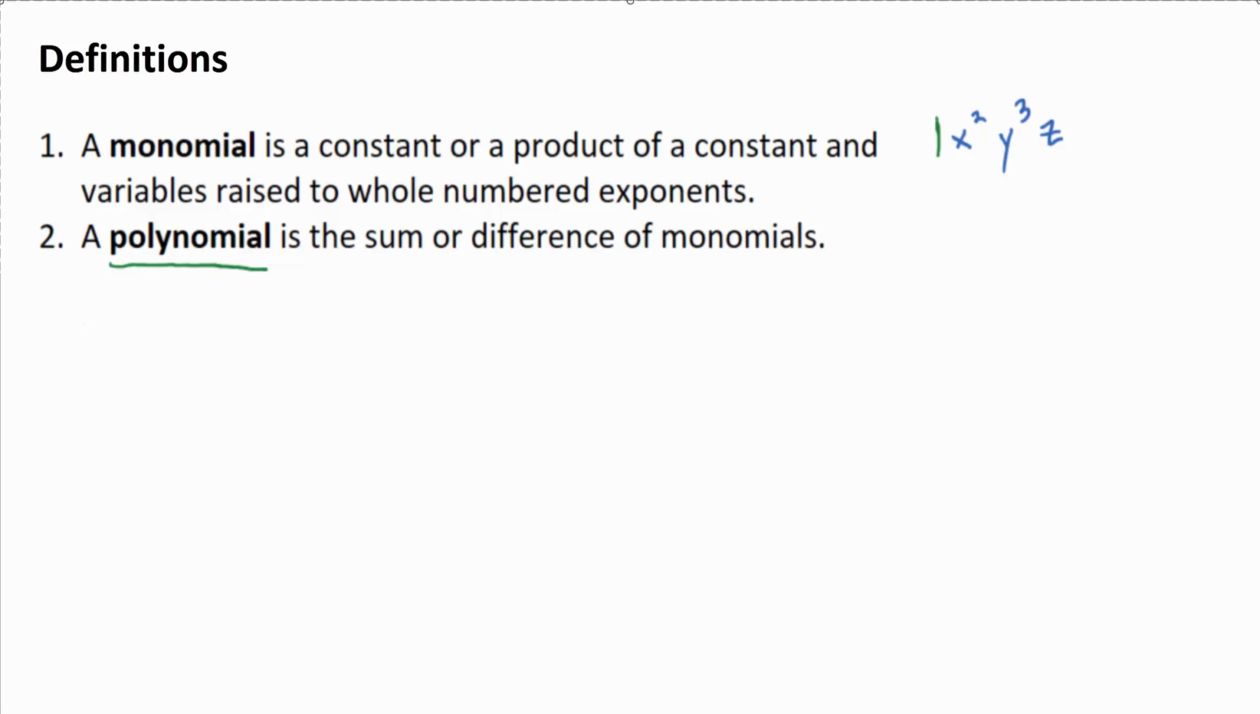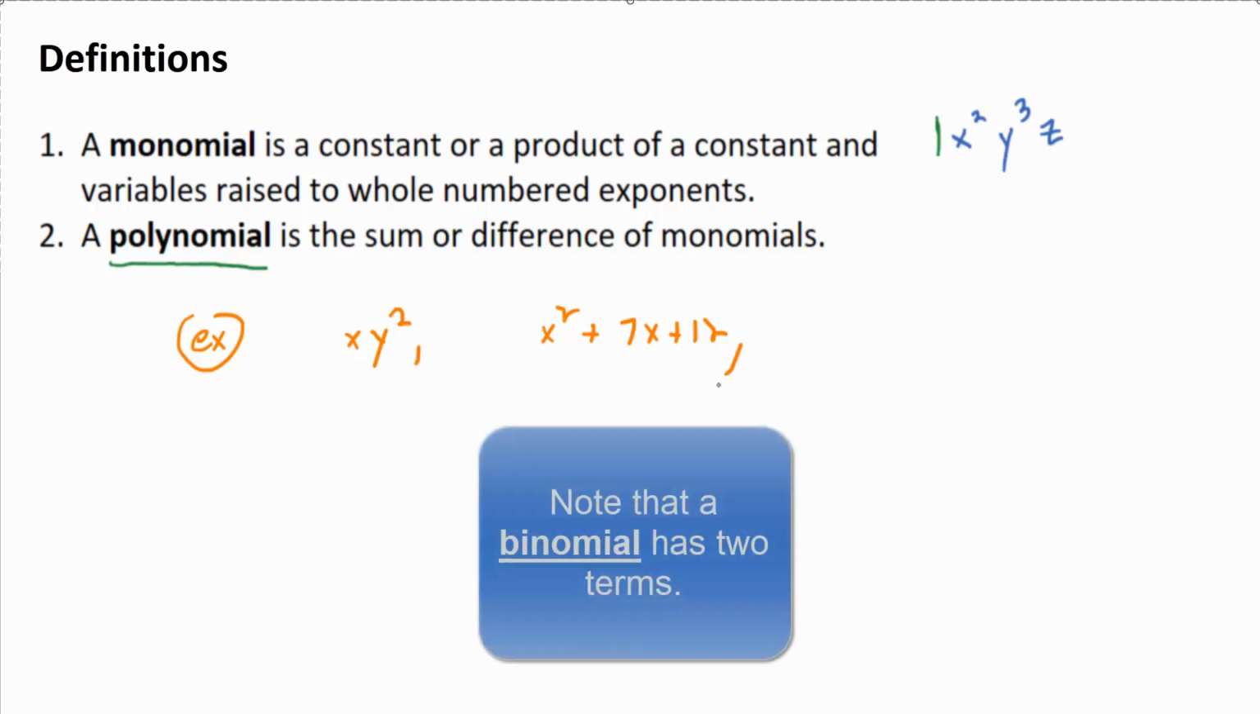So for example, a polynomial can be a monomial. So you could take xy squared. A monomial is a polynomial with one term. So technically a monomial is a polynomial, but not necessarily vice versa. You could have something like x squared plus 7x plus 12. That's actually called a trinomial. Any guesses as to why? Because there's 3 terms, right? Can you identify the terms?